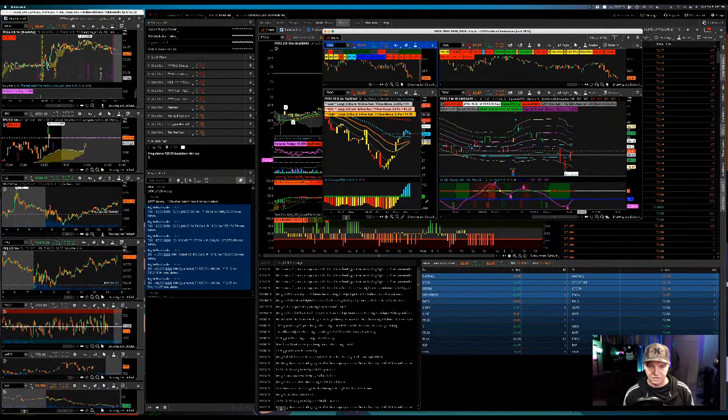31.50. Market on close, 2.6 billion to the buy side. Just note that for someone. That's bullish. It's a bullish close right there.